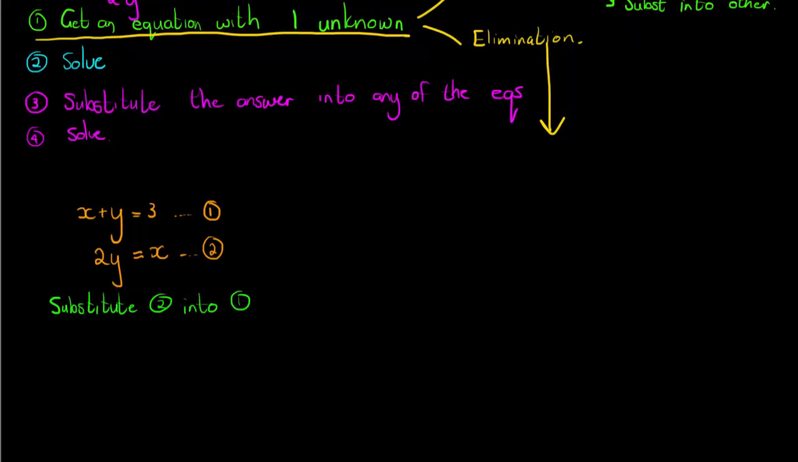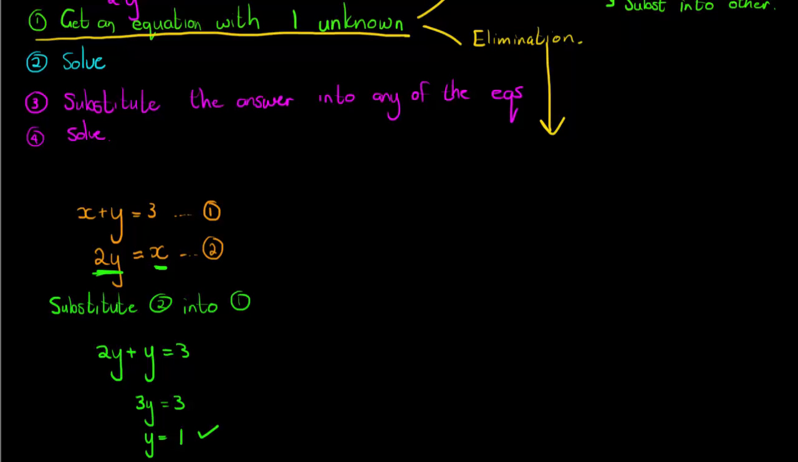What do I mean by that? Well, equation 2 tells me that everywhere I can see an x, I can replace that x with 2y. So in this top equation, I can say x plus, and then instead of x, I can put 2y. So I've got 2y plus y is equal to 3. Notice how all I did was replace my x with 2y. Now I add them together, I get 3y is equal to 3. So y is equal to 1, because 3 times 1 is 3.